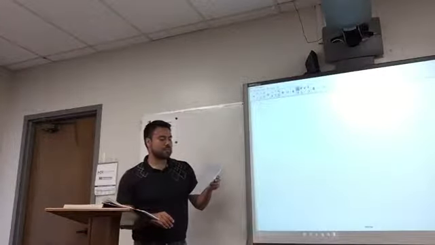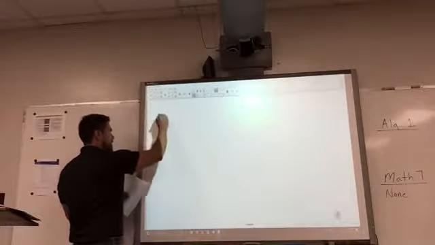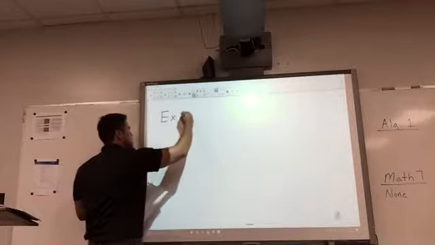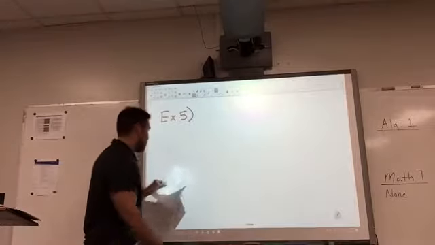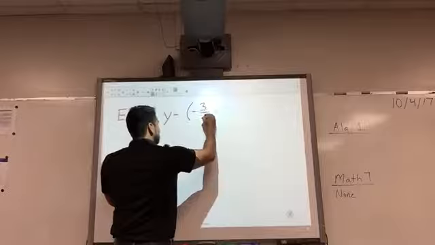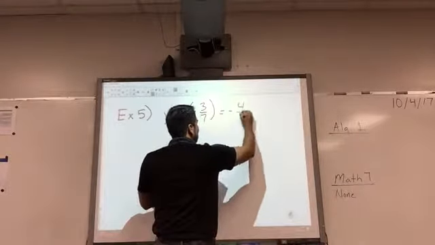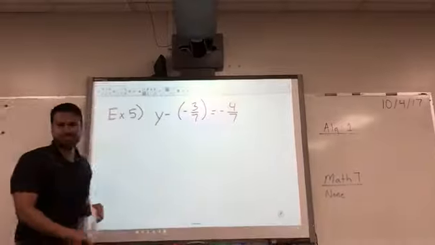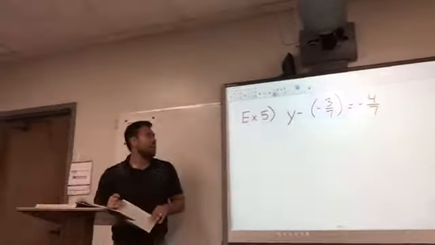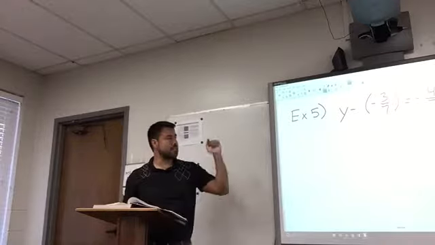I'm going to skip example 4. I think that one's pretty basic. Let's go to example 5 for sake of time. Example 5. Oh, my. Fractions. Man. This is y minus negative 3/7 equals negative 4/7.